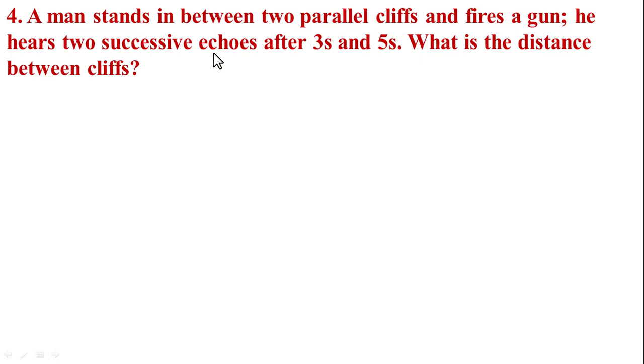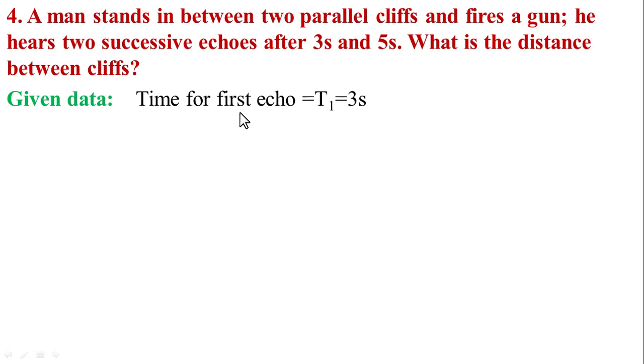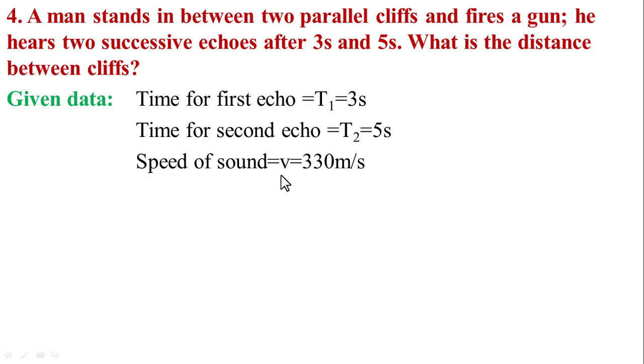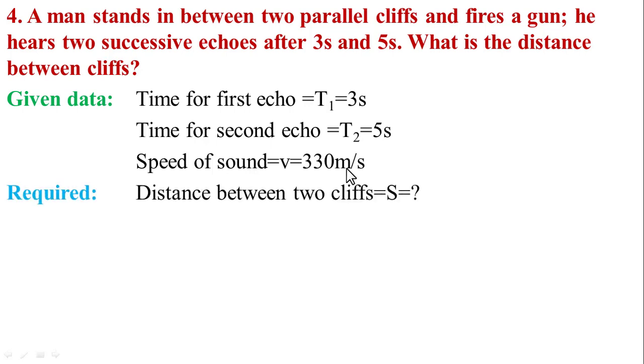In question number 4, a man stands between two parallel cliffs and fires a gun. He hears two successive echoes after 3 seconds and 5 seconds. What is the distance between the cliffs? So write the given data. Time for the first echo T1 is equal to 3 seconds, and time for the second echo T2 is equal to 5 seconds. Now we have speed of sound V is equal to 330 meter per second.